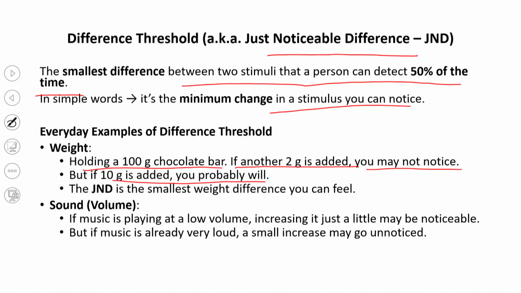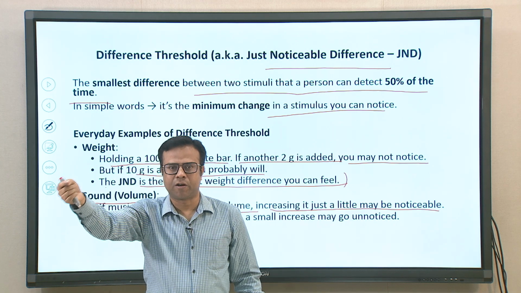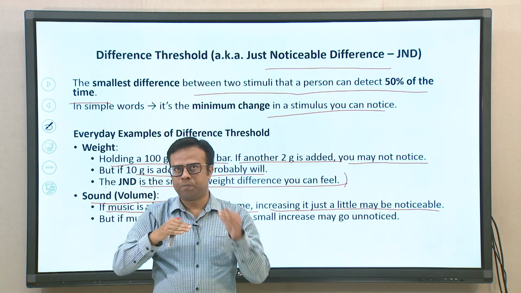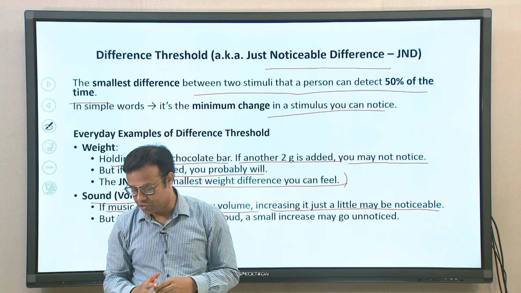So, in simpler terms, just noticeable difference or difference threshold is the smallest weight difference that you can feel. For example, for sound, if a music is playing at a low volume, increasing it just a little may not be noticeable. If at a certain intensity you are playing a music, a little bit of increase one may not notice. Let us say it is at a very low volume, a little bit of increase one can detect, now the volume has increased. Now, let us say already the volume is very high, a small increase people may not notice it. So, like this, difference threshold can also be calculated for different stimuli and so on.